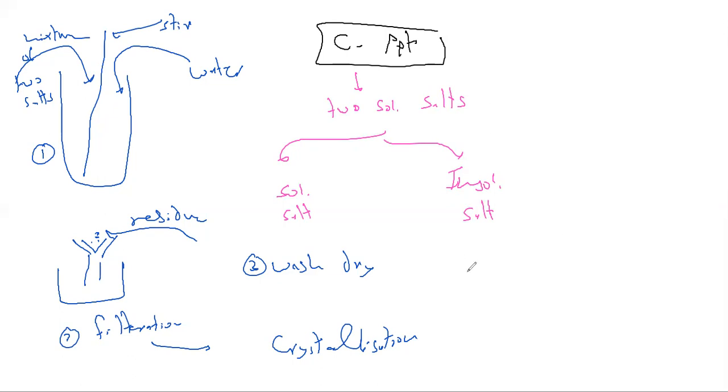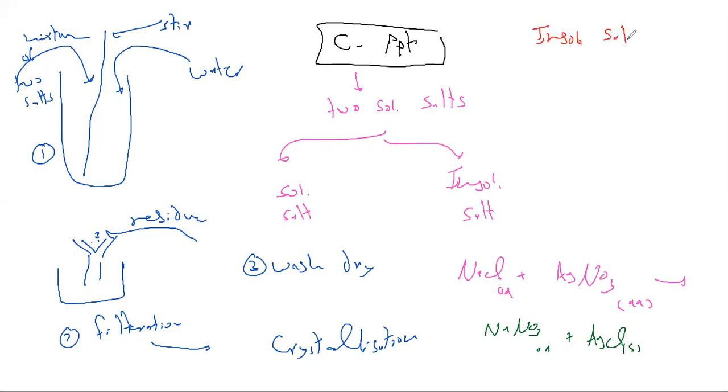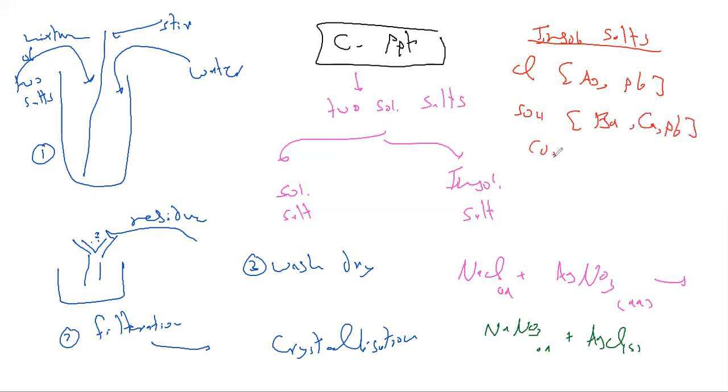This is like if we have NaCl aqueous plus AgNO3 aqueous, both of them salts and soluble. They mix together to produce NaNO3 aqueous and AgCl solid, so we produce a soluble and an insoluble salt. And we said before the insoluble salts: for chloride, silver and lead; for sulfate, barium, calcium, and lead; carbonate, all except sodium, potassium, ammonia.